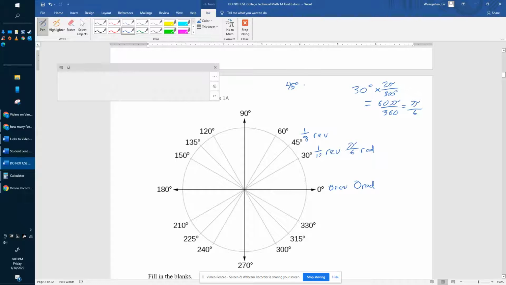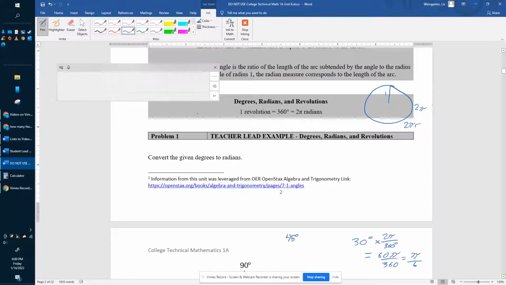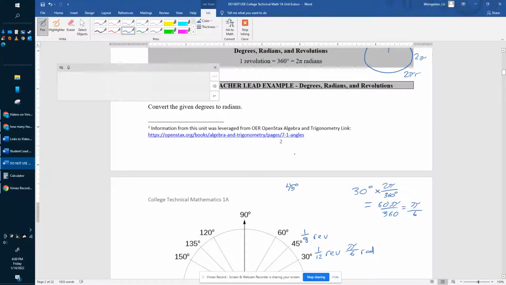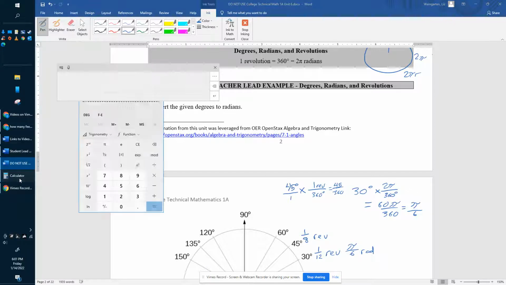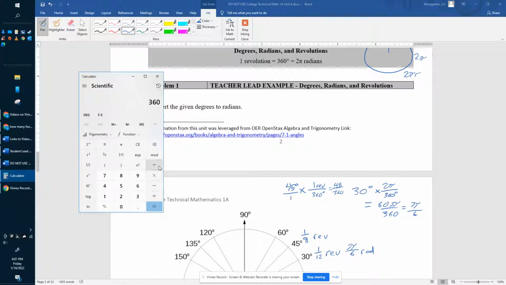What if we wanted to straight up convert to revolutions? How would we do that? Well, let's look. 1 revolution is 360 degrees. We're in degrees. We want to convert to revolutions. So we're going to have 360 degrees on the bottom, 1 revolution on top. We end up with 45 over 360. That reduces down to 1/8. Just to prove it, 360 divided by 45 gives us a denominator of 8.